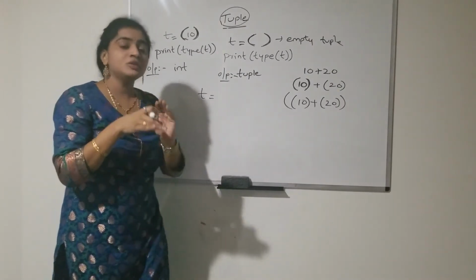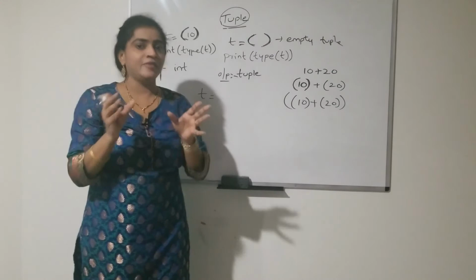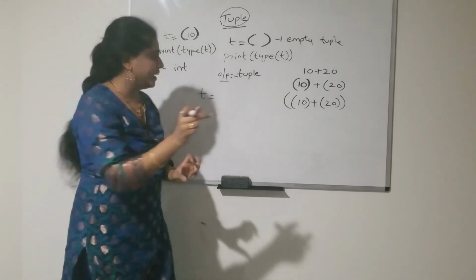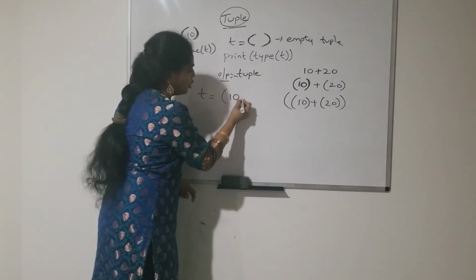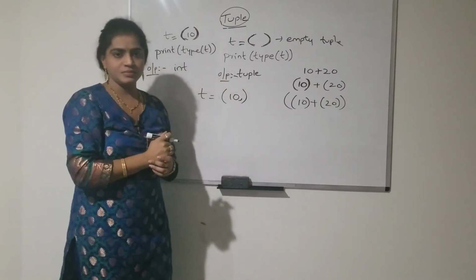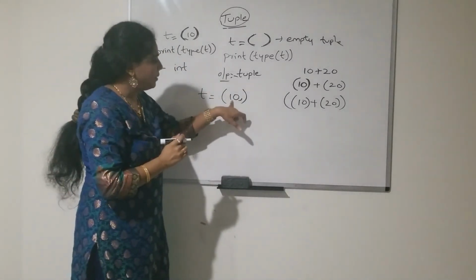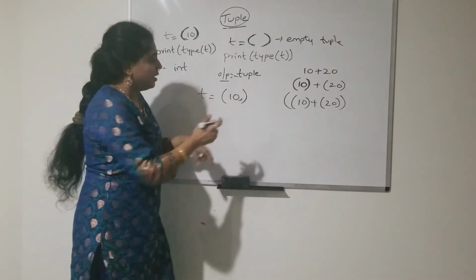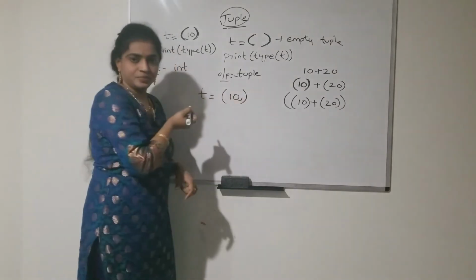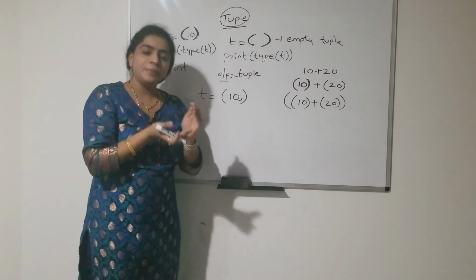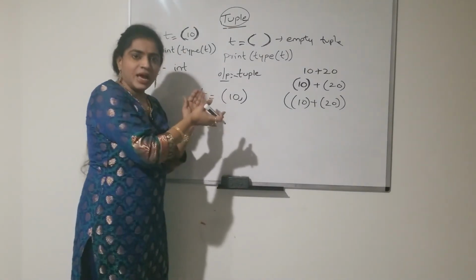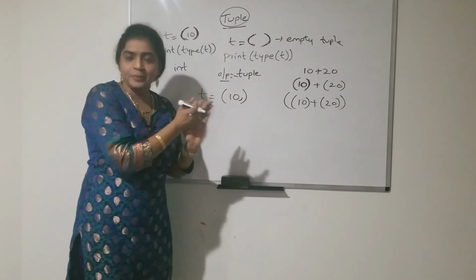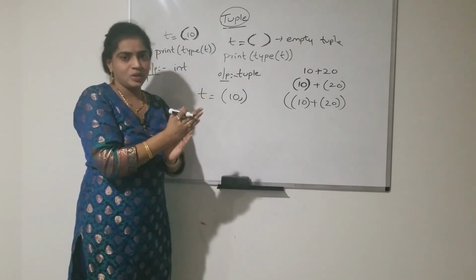Suppose you want to say, no, it is not an integer, I want to take it as a tuple data type. Then you have to follow the notation like this. After one element you have to give a comma. After one element, if you give this comma, then the Python interpreter can understand that I have to consider it as a tuple data type, not an integer data type.